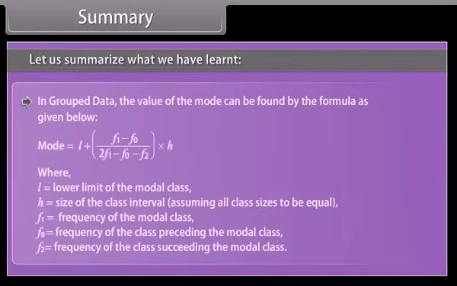In grouped data, the value of the mode can be found by the formula as given. L plus (f1 minus f0) divided by (2f1 minus f0 minus f2) multiplied by h, where L is equal to the lower limit of the modal class, h equals the size of the class interval, assuming all class sizes to be equal, f1 equals the frequency of the modal class, f0 equals the frequency of the class preceding the modal class, f2 equals the frequency of the class succeeding the modal class.